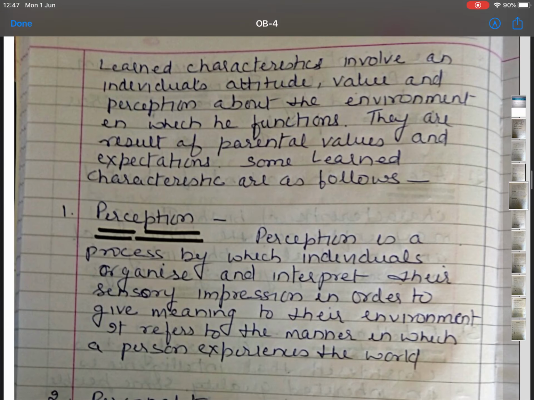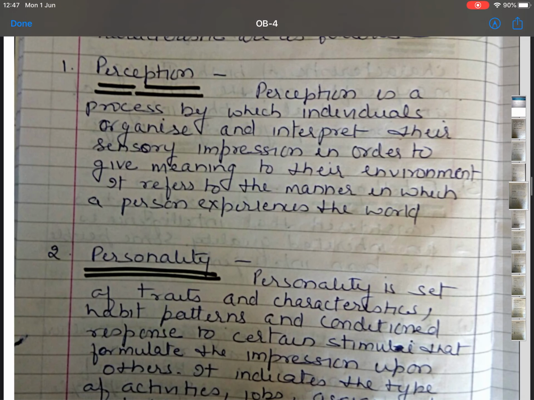So the following are the learned characteristics. First is perception. Perception is a process by which individuals organize and interpret their sensory impressions in order to give meaning to their environment. It refers to the manner in which a person experiences the world. In fact, perception includes all those processes by which an individual receives information about his environment, like hearing, feeling, tasting, smelling. People act as they perceive, and different people perceive things differently. That is the reason they act differently.